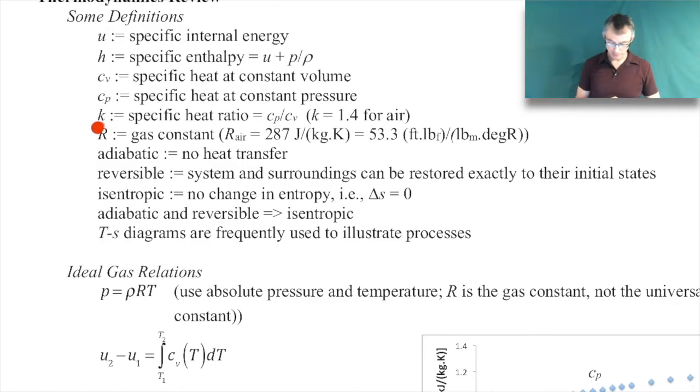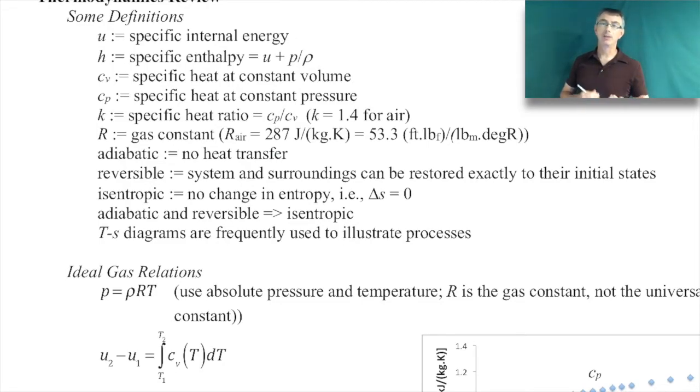Similarly, the gas constant for air we'll use quite often. And in metric units, it's 287 joules per kilogram Kelvin, so just remember that one. It's not the universal gas constant, but it's the gas constant for air. Some definitions that we'll use quite a bit. We'll talk about adiabatic flow. Often that's where you have no heat transfer occurring. Reversible flows. These are flows where the system and surroundings can be returned exactly to their original conditions.